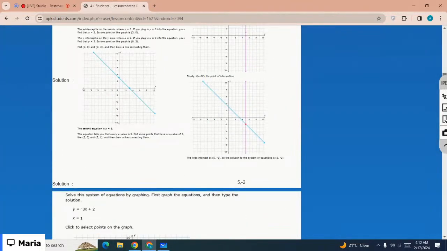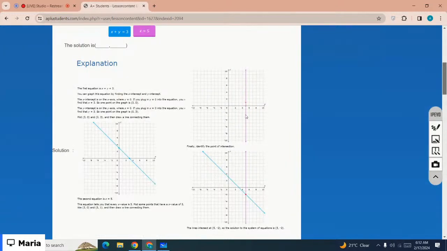Yes, see, here is the solution, that is 5 and -2. They did exactly the same way I did. First of all, here is the straight line for x equals 5. Then for this first equation, you have to find the x-intercept and the y-intercept. Here you can see by putting the x-intercept and y-intercept, you can make a line. So when you plot these both lines on the same graph, that is the point of intersection, and the point of intersection is 5 and -2.